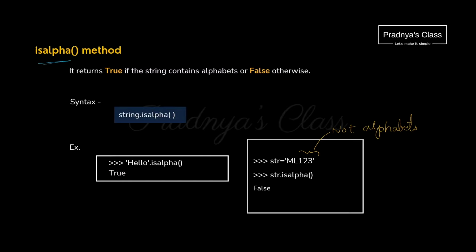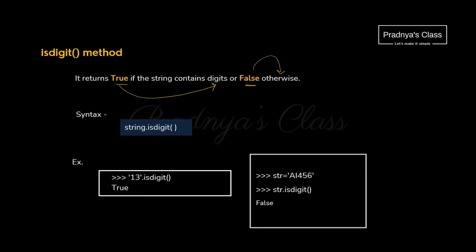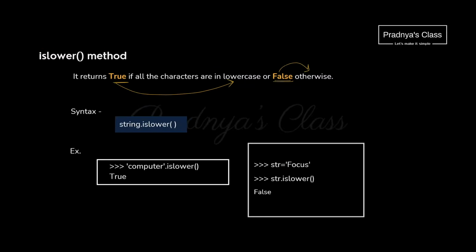In that category, here is another method, isalpha. It will check whether the given string has only alphabets or not. If so, you will get true. If some other characters, you will get false. In the same way, isdigit will check for digits. Look at the example. We have only digits. That's why true. Other than digits means we will get false. islower will check whether the string is in lower case or not. Look at this example. Yes, it is lower case. That's why I got true. In this, F is capital.